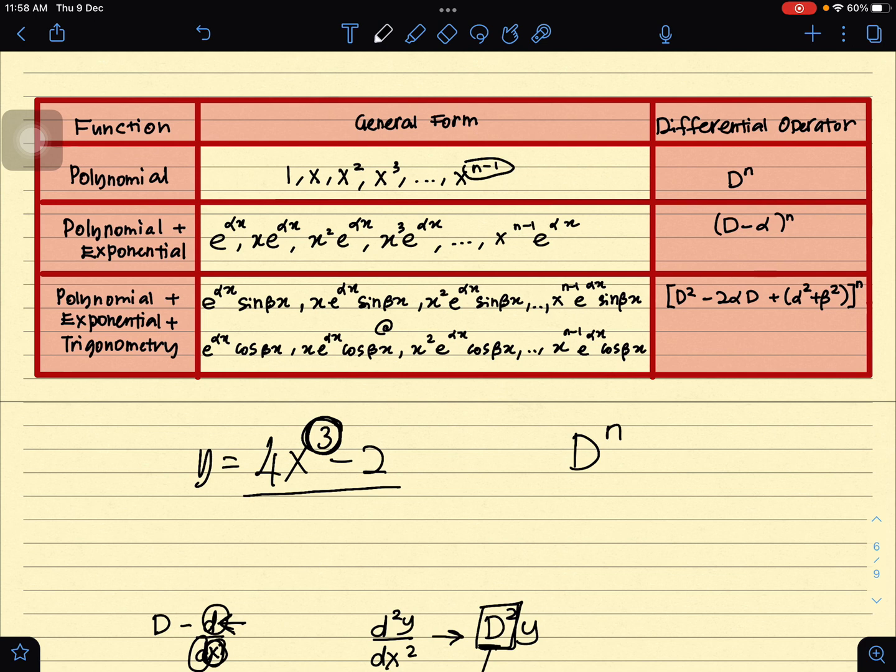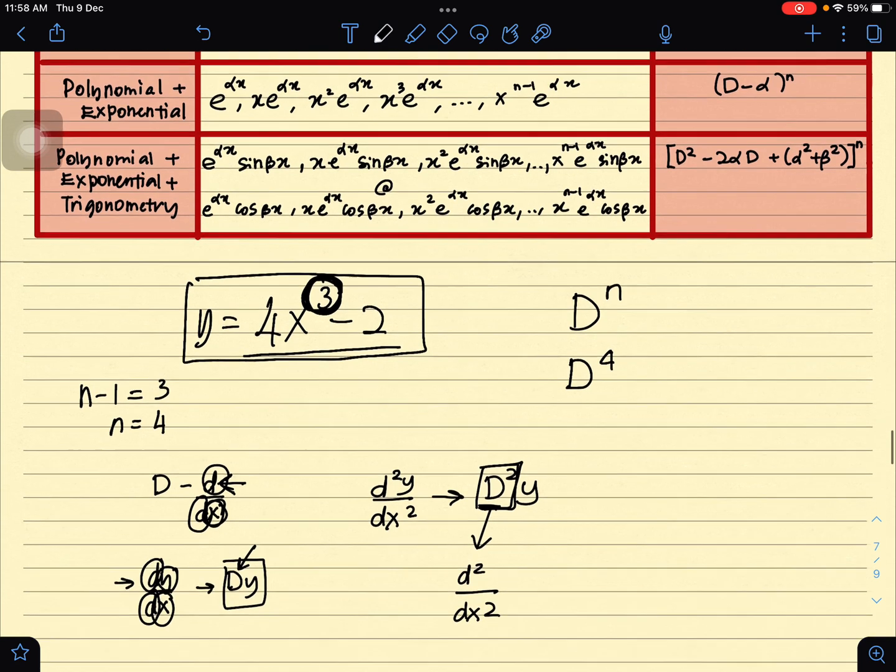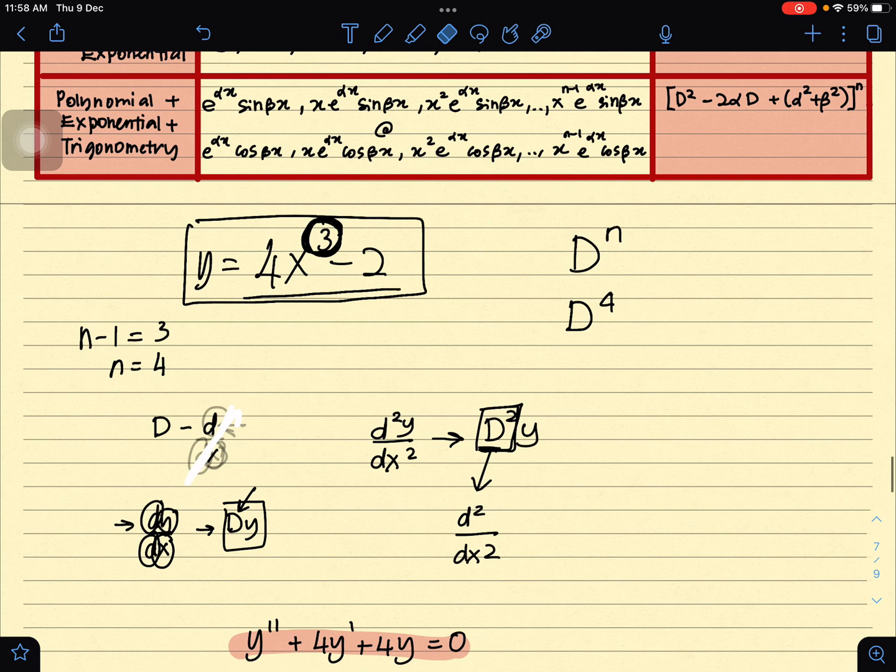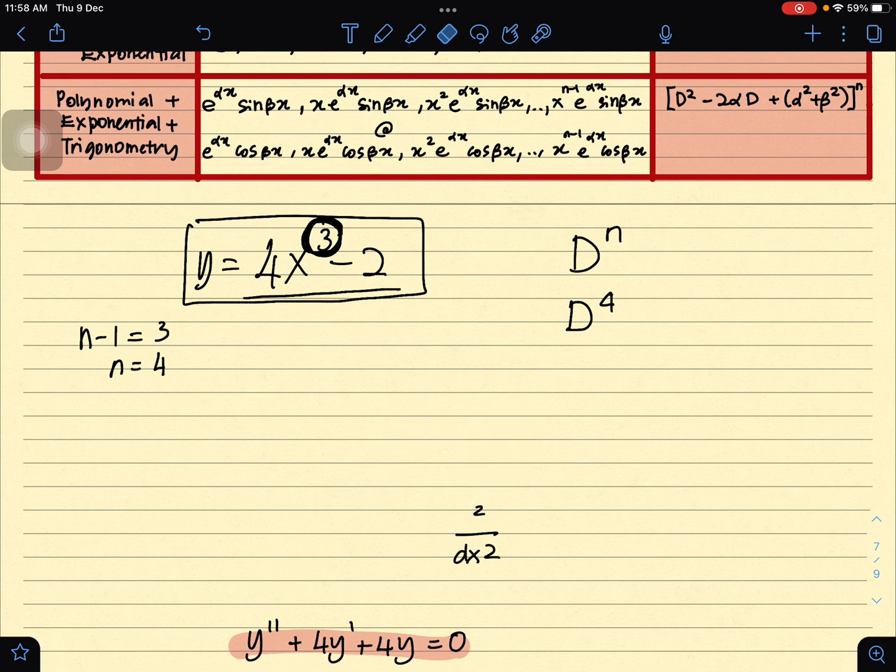Whenever you have your equation, the highest power in your equation is always n minus 1. So n minus 1 is equal to 3. Therefore, your n is equal to 3 plus 1, which is 4. So what is the differential operator for this equation? It is D to the power of 4. And you can always check whether D to the power of 4 is the annihilator operator that makes this equation become 0.